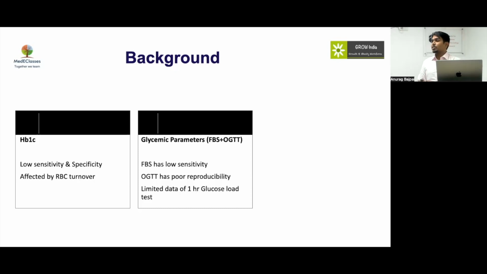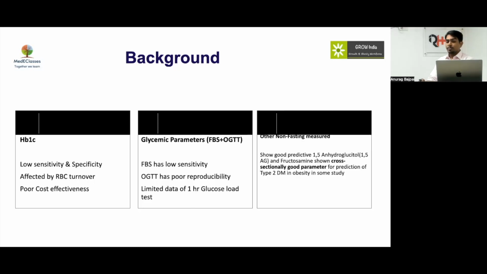Second, the fasting blood sugar and OGTT. Fasting blood sugar has low sensitivity and OGTT has low reproducibility. Here, reproducibility means precision, because if we repeat the sample, the result would be different, so it would not be the same precision. And there are limited data on the 1 hour glucose load from the Indian perspective.